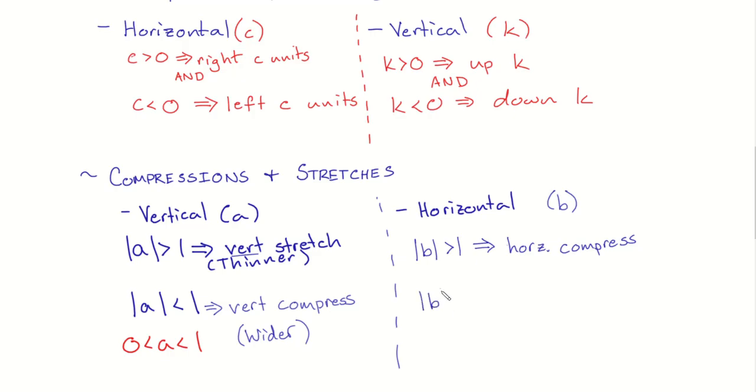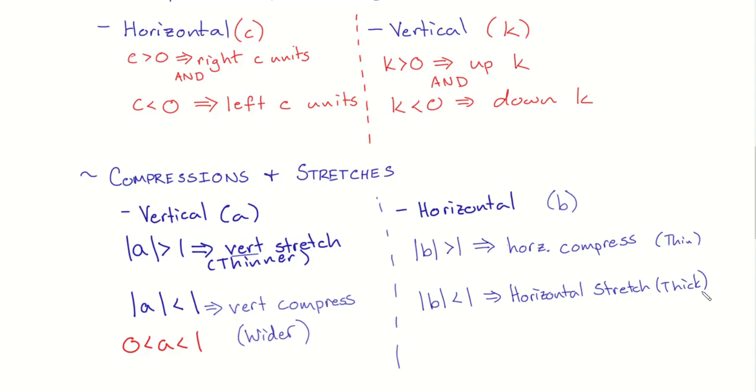Absolute value of b is less than 1. What's that going to do? Horizontally or vertically? Horizontally. Horizontal stretch. Okay, which one was thinner? The compressed, right? Cool. We'll say thin, thick.